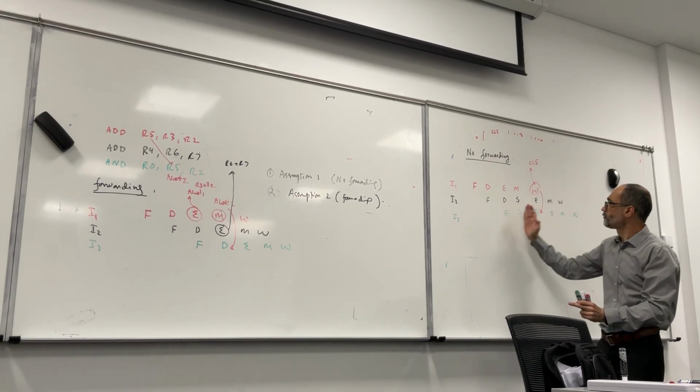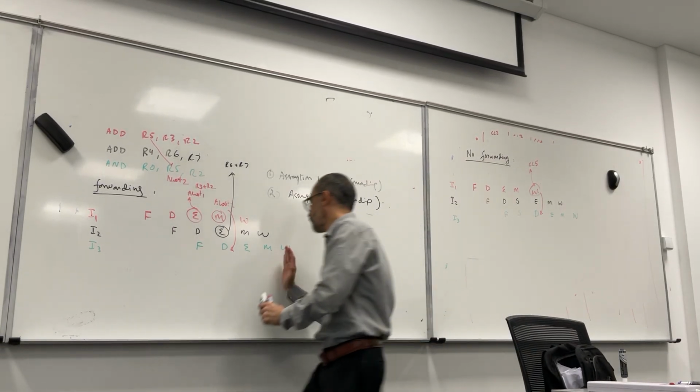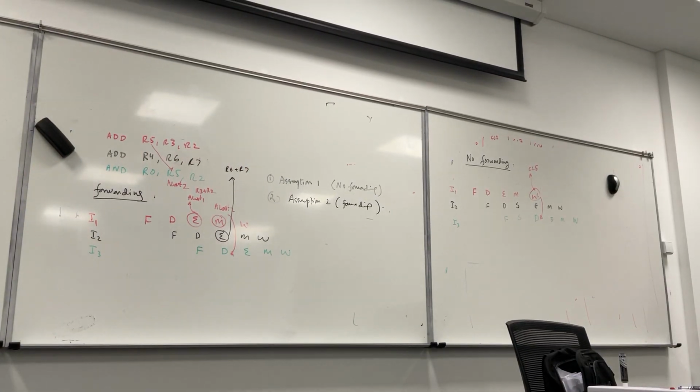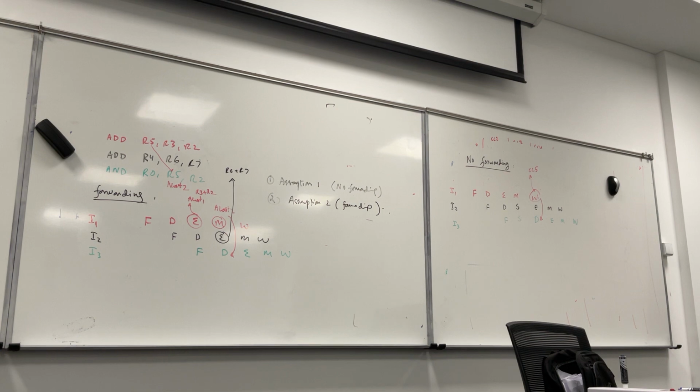1, 2, 3, 4, 5, 6, 7, 8. And if you look at here, 1, 2, 3, 4, 5, 6, 7. So we have saved how many clock cycles? One clock cycle. And we have saved this one clock cycle because of forwarding. You got it or not?